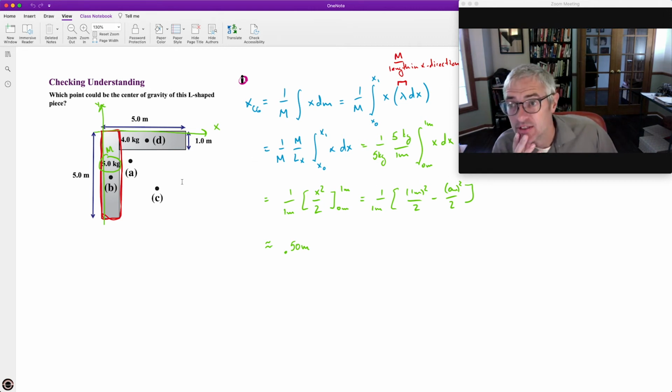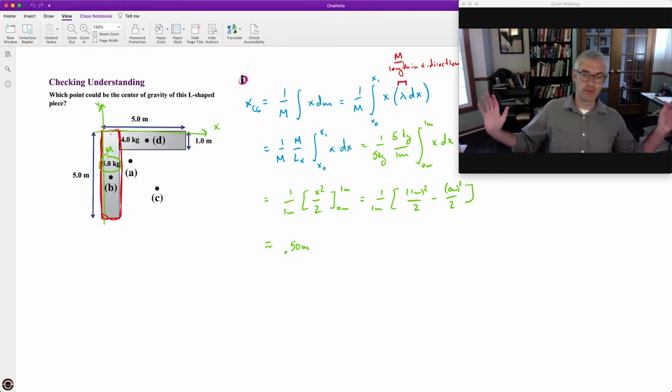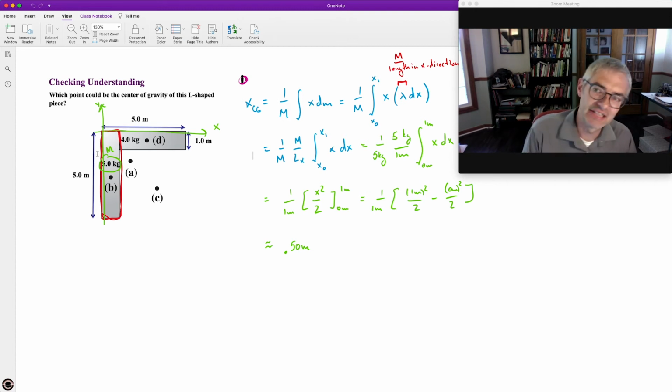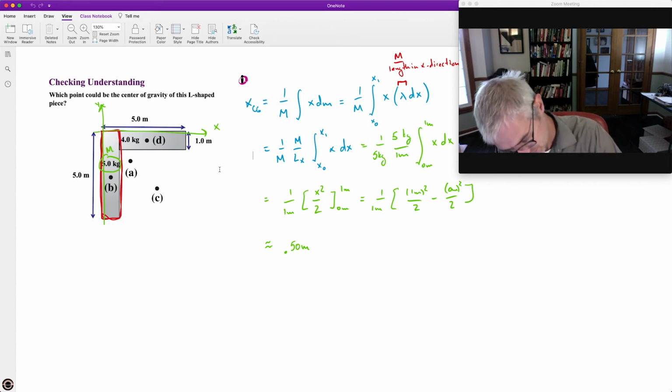Okay. So it tells me that the center of mass of this highlighted object in red is going to be half a meter over. That's good, because just looking at it, it's a uniform object. That center of gravity should be contained right in the middle of it. You can go ahead and guess that the y center of gravity is going to be halfway in the y direction as well. But I want to do the integral and practice it.